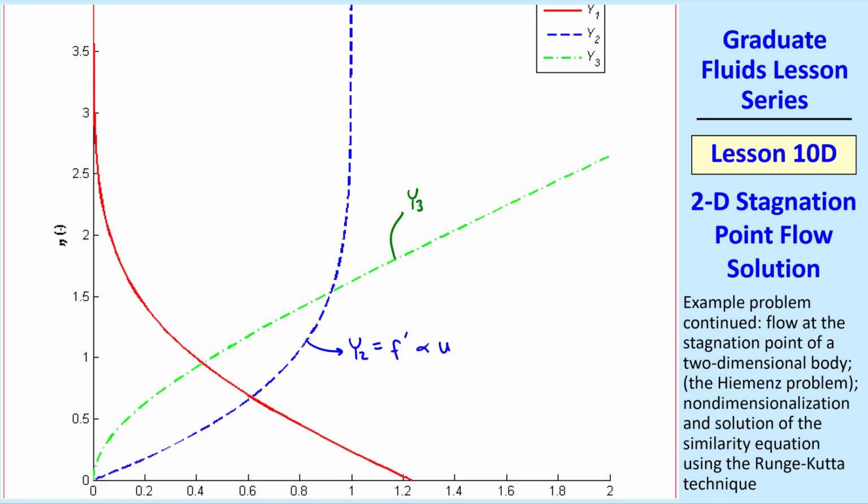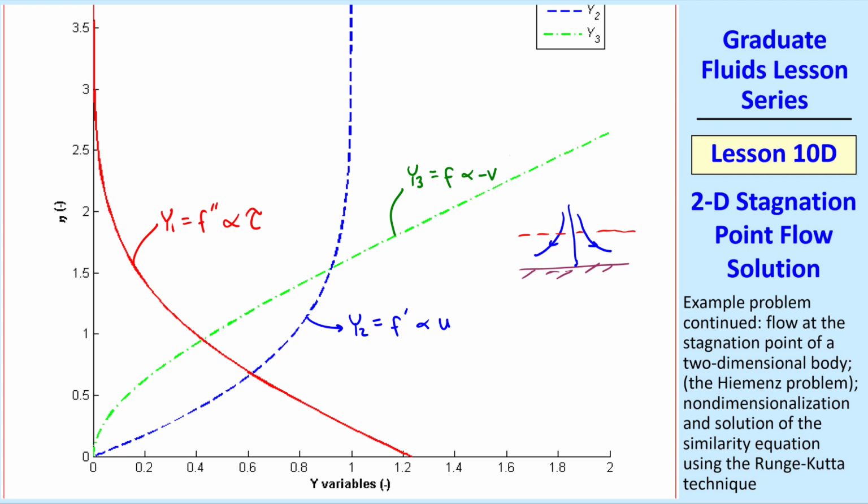The green line is y3, which we defined as f. This turns out to be proportional to negative v. And we know from the flow setup that near the stagnation point, v is negative and crosses into this boundary layer, and v is 0 at the wall, as it must be. Finally, the red curve is y1, or f double prime, which is proportional to the shear stress, since it's the derivative of f prime, or u. Thus we have our solution, not analytically, but numerically. Most importantly, the velocity profile for 2D stagnation point flow.